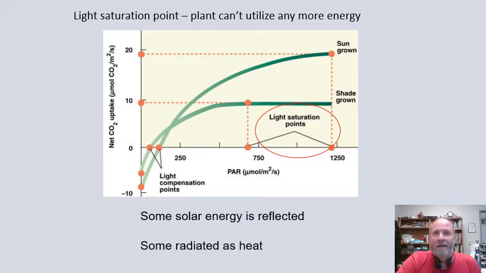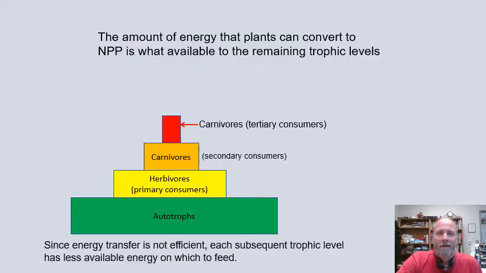Okay, and again, once we get to gross primary productivity, the net primary productivity subtracts out that respiration rate or that maintenance rate, and we get even less of that energy that hits the Earth's surface transferred into carbohydrates.